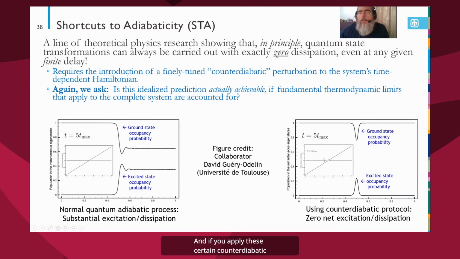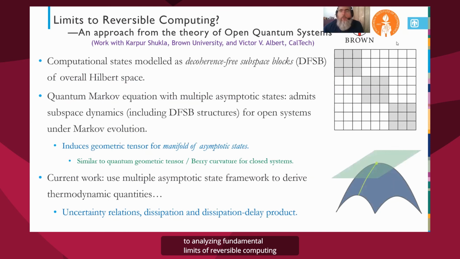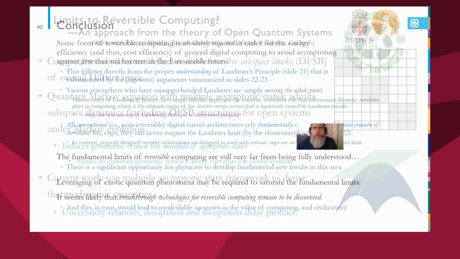And if you apply these certain counter-adiabatic perturbations to the time-dependent Hamiltonian of the system, you can arrange for the excited state probability to be exactly zero after the transition, meaning that there's been no excitation of the high energy state, and the system is still in its ground state, and therefore there's no dissipation resulting from that transition. So it's quite interesting, but I think more work will need to be done to see how practical that can be. And then Karpur has a talk about his approach to analyzing fundamental limits of reversible computing, which expands on this decoherence-free subspace perspective. And so I won't say anything else here. I'll leave that to his talk to address, describe his plan for that.